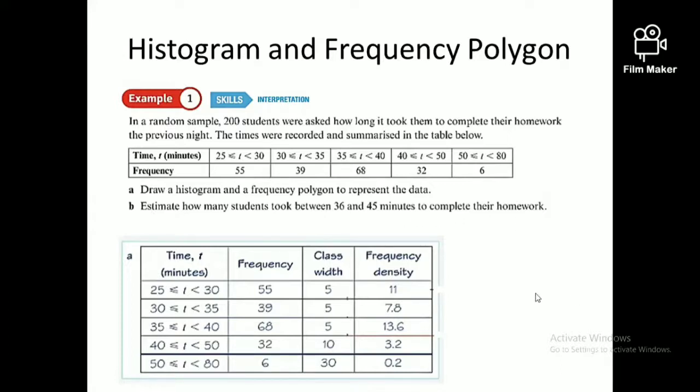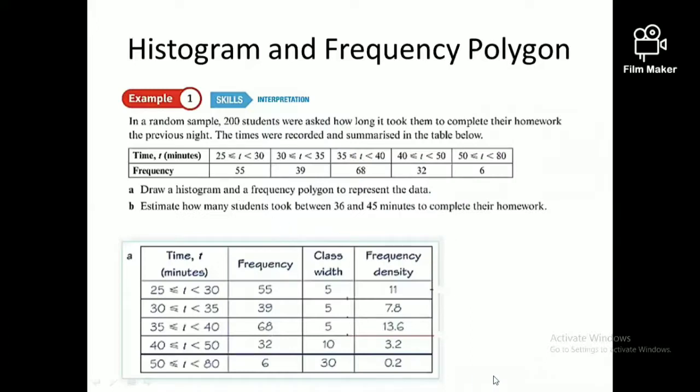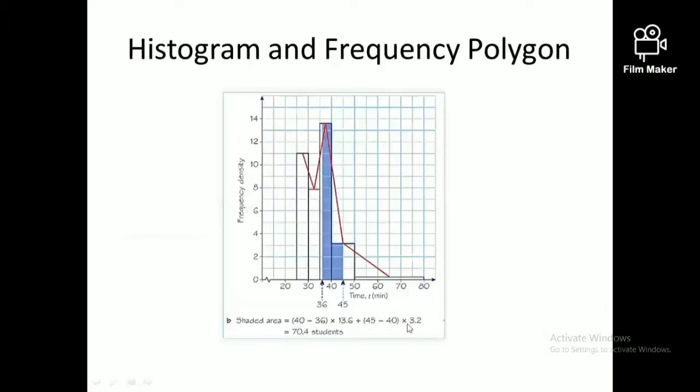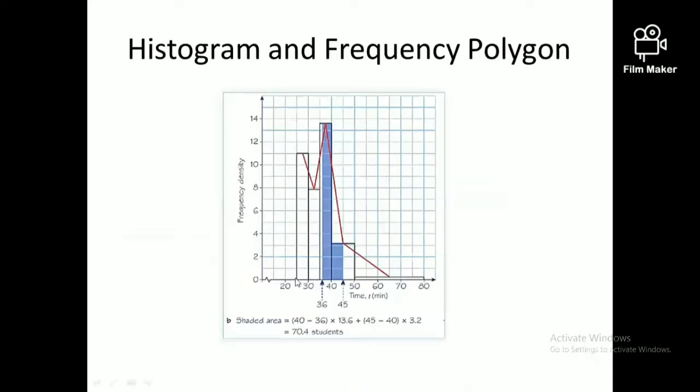If you come to the next diagram, children, you can understand that the frequency densities are: 25 to 30 is 11, 30 to 35 is 7.8, 35 to 40 is 13.6, 40 to 50 is 3.2, 50 to 80 is 0.2. So we will mark this information. The first category is 25 to 30. It's 11. We have already marked the level, so you can mark the bar like this, right?